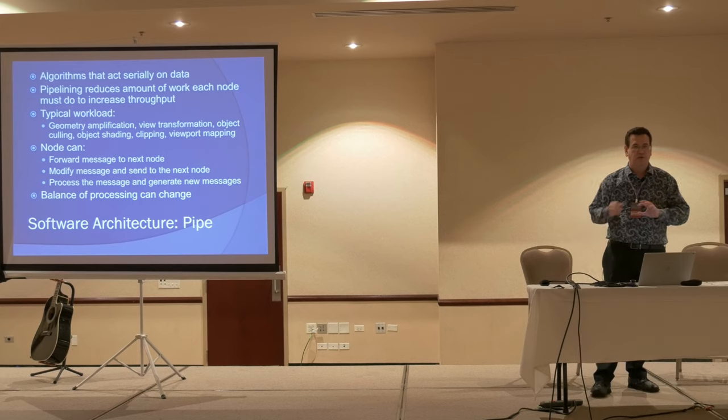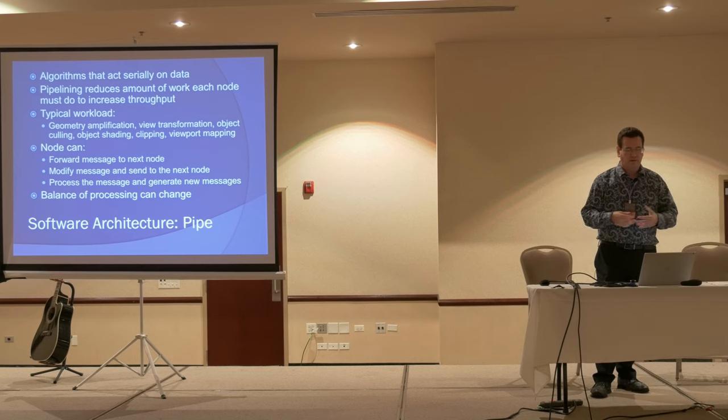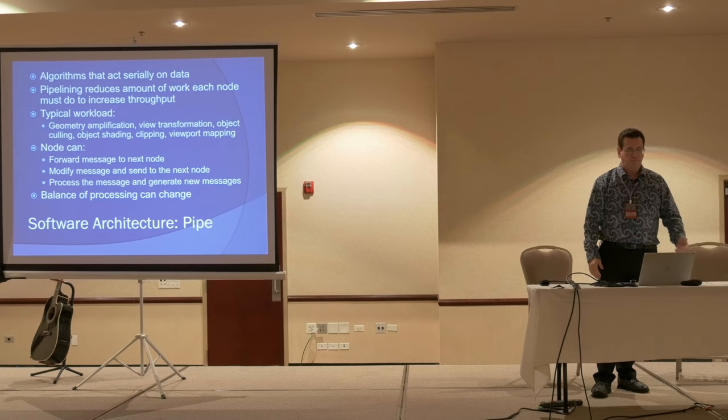You have object shading. This is if we're doing per vertex lighting computations, we would do that here. If we're doing clipping, where primitives are restricted to a certain portion of 3D space, a primitive may lie on the boundary of what the camera can see. So if part of the primitive is outside the boundary of what the camera is looking at, we need to clip that primitive to generate a new primitive that's clipped to fit within what the camera can see.